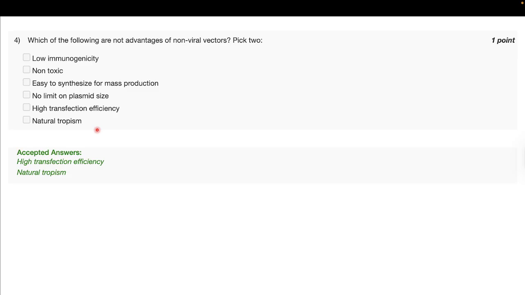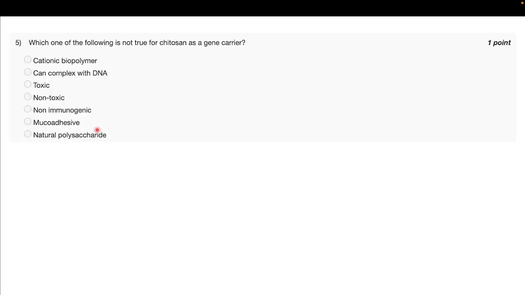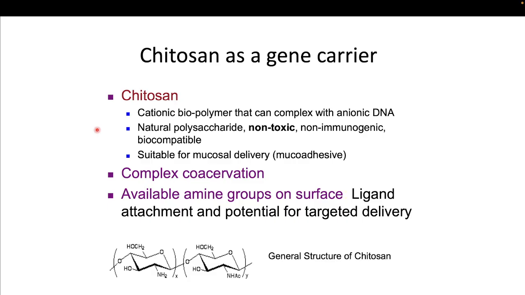I hope I have not confused you with this question. If it's confusing, I can revisit this at the end of the assignment. If anybody has doubts here, we can come back to this question later on. Do let me know. Okay, so we are clear about chitosan. Let's move on to the next question then.